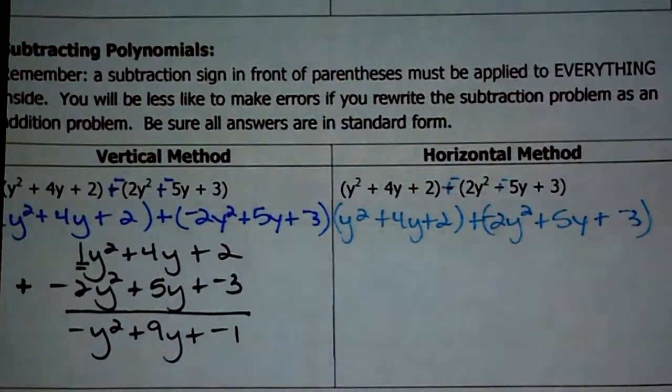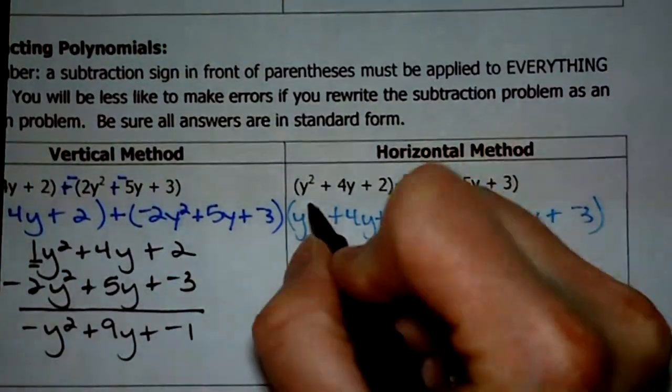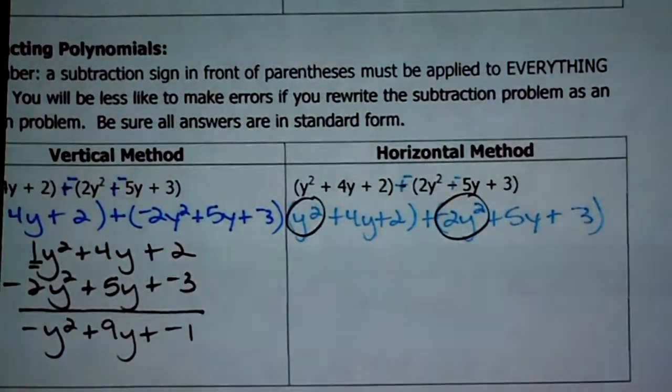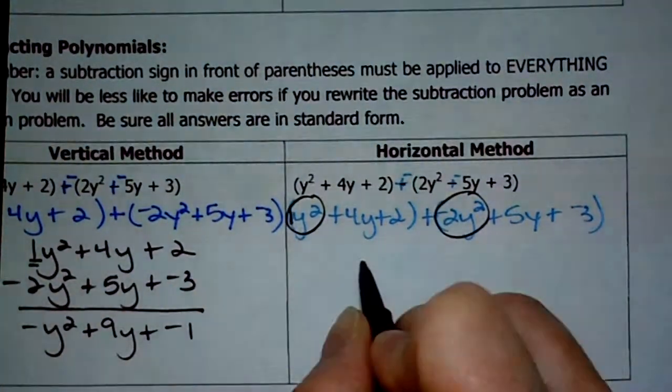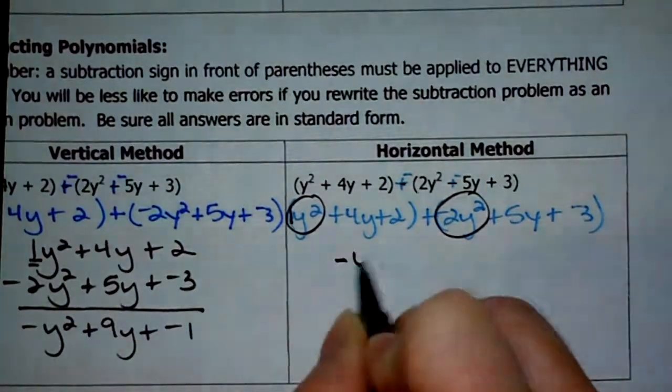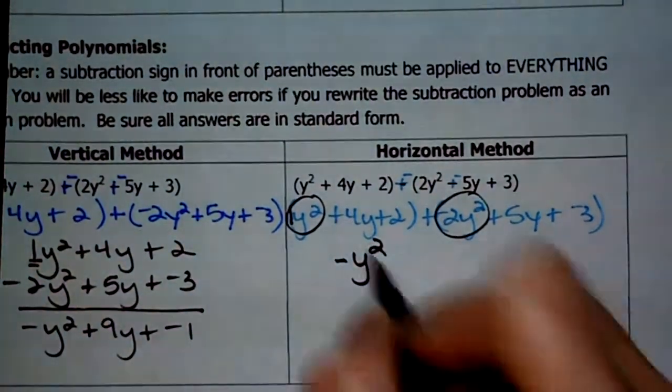Once it's all addition, then we could go ahead and use those properties of adding things in any order we want, because we can. So we see that the y squareds go together. 1 plus negative 2, yep, it's negative 1. I don't need to write a negative 1. I can just write negative y squared.